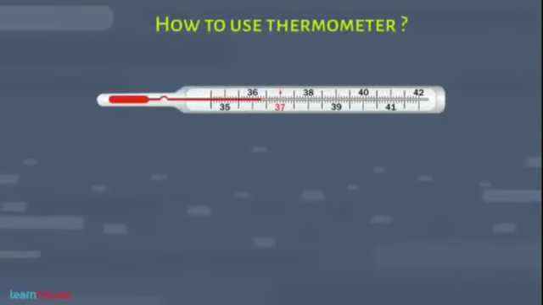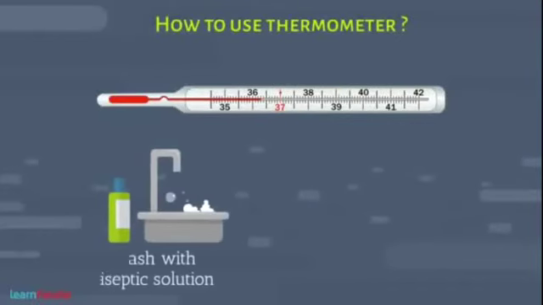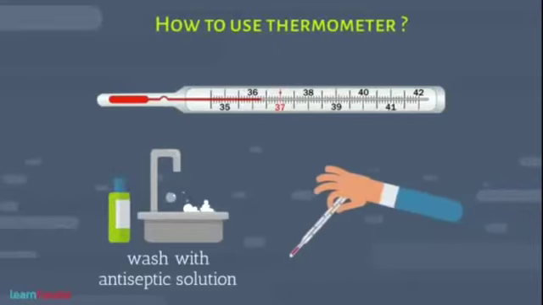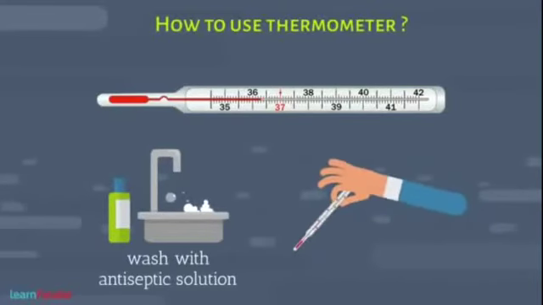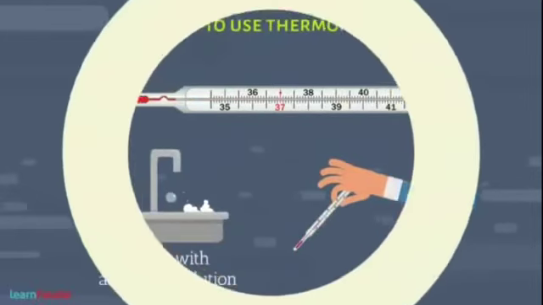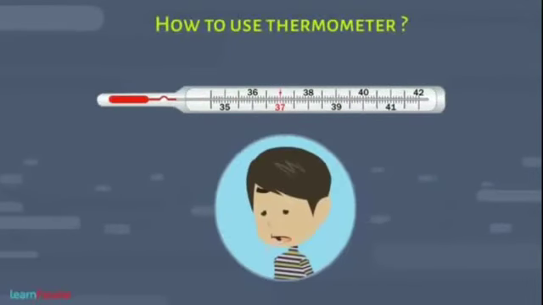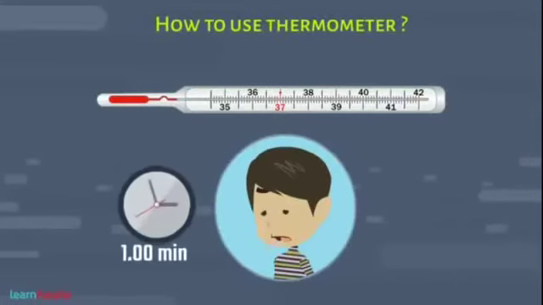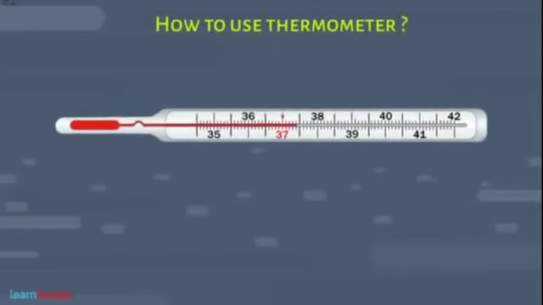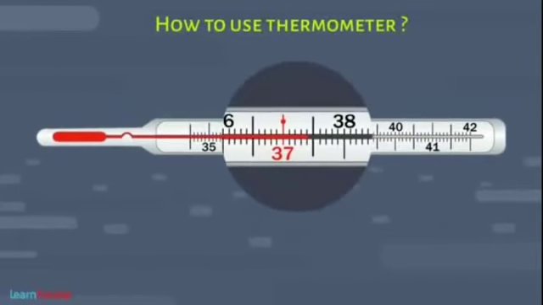Before using the thermometer, you should wash it with some antiseptic solution. Also, give some jerks to it so as to bring the mercury level below 35 degrees Celsius. Now, place the bulb of the thermometer under your tongue. Keep it as it is for 1 minute and let the mercury expand in the tube. Now, take the thermometer out and find out the reading shown by the mercury.